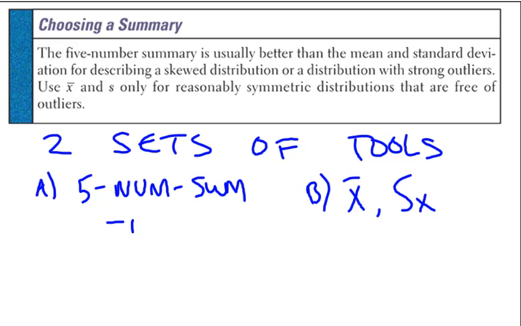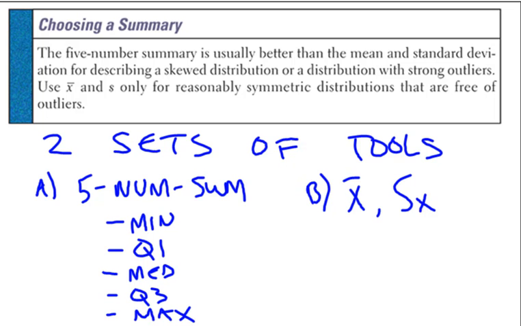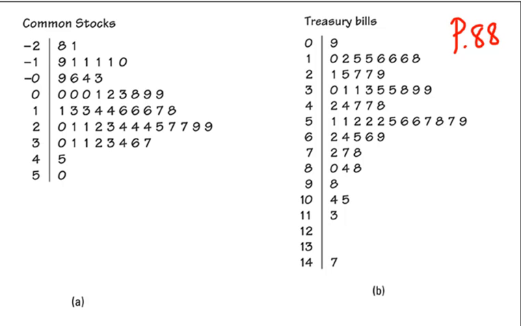The five-number summary always works. So that's the min, the Q1, the median, the Q3, and the max. And the mean and standard deviation is just that. Okay, and we got a problem right here. And this is the second thing I want you to work on for homework. I want you to tell me which tool you would use to analyze common stocks and analyze treasury bills. Tell me why concisely. And this problem is on page 88 in your book.